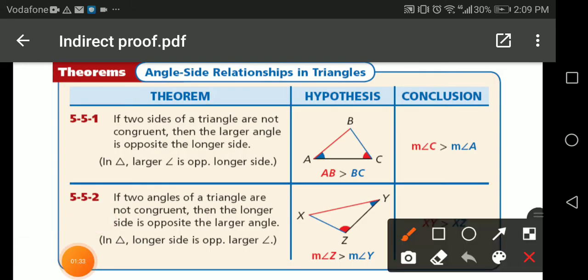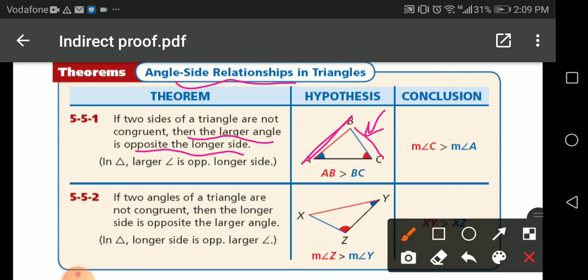Okay, guys, this is our new theorem, angle-side relationships. If two sides of a triangle are not congruent, then the larger angle is opposite the longer side. What are we saying? Let's see. If I have AB, can you see this one? This side is greater than what? AB is greater than BC.